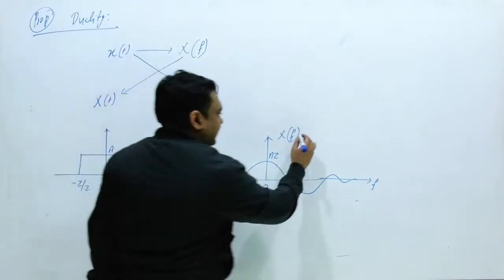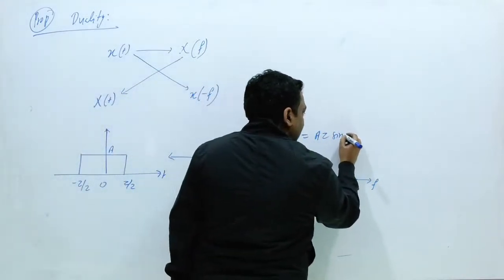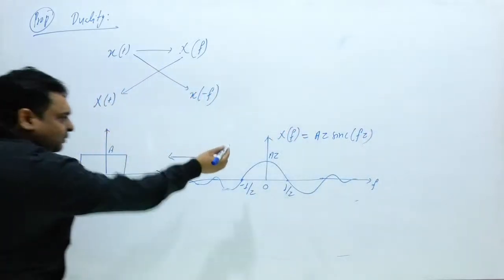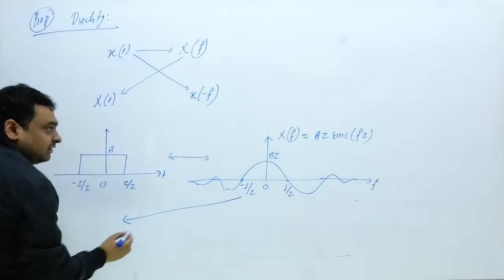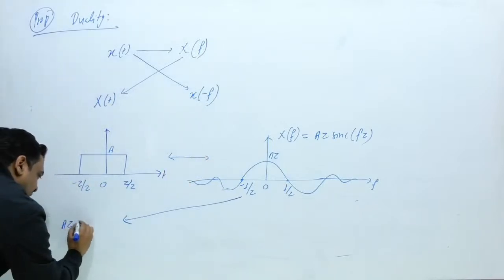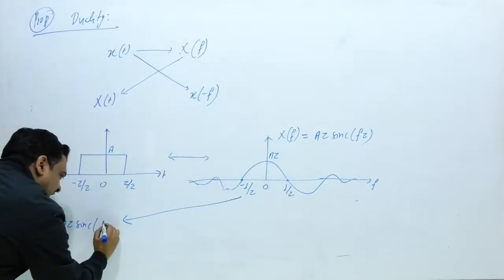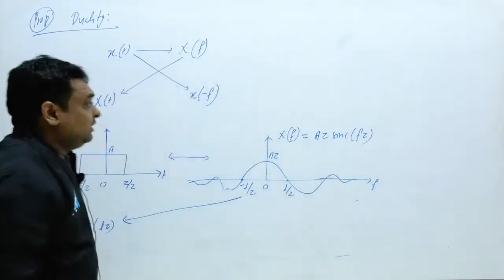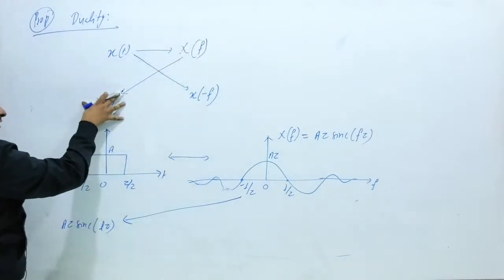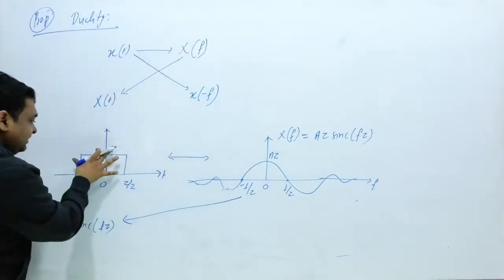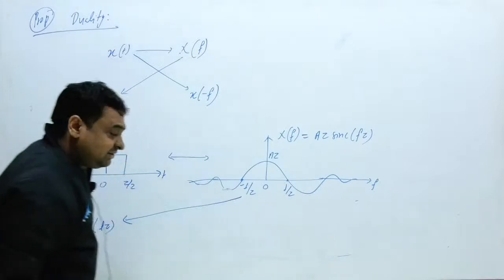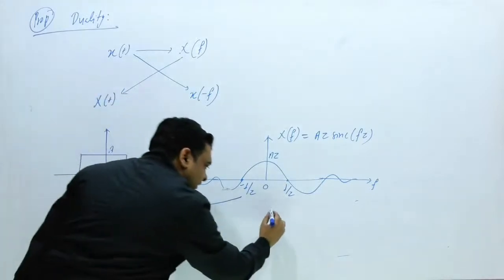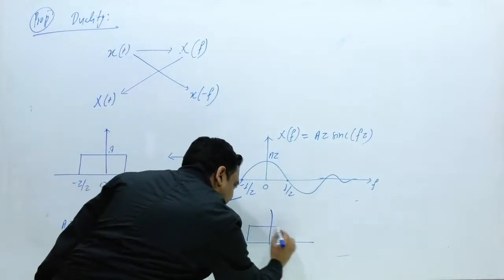How can you write this mathematically? A tau sinc(f tau). Can I write that? Now, what will be the Fourier transform of this? You can put it here. What will be the value? A tau sinc(t tau). Only you should change f to t. So this signal you can put here in the time domain, then this signal you put in the frequency domain. So this Fourier transform will be the pulse signal.